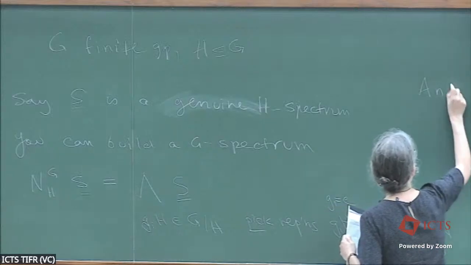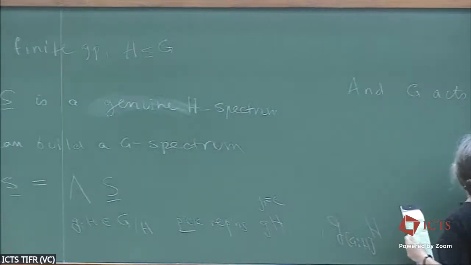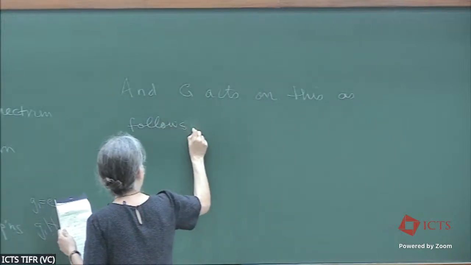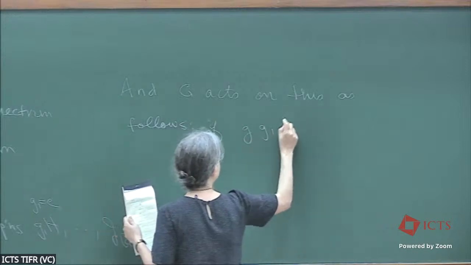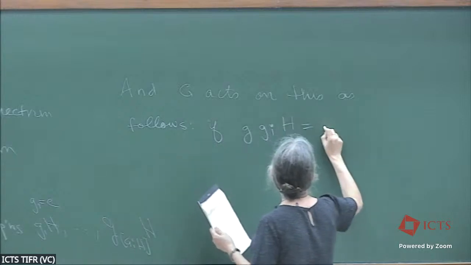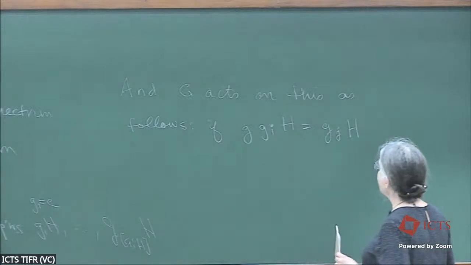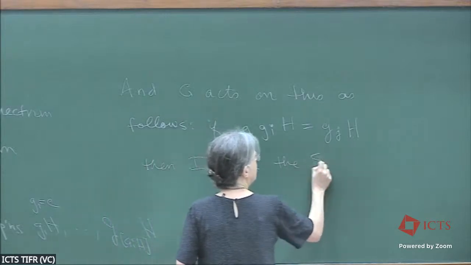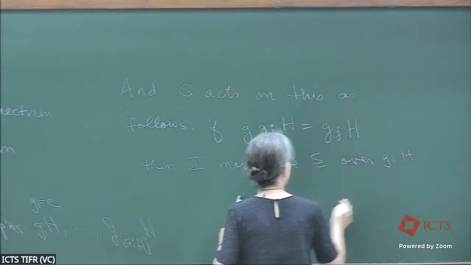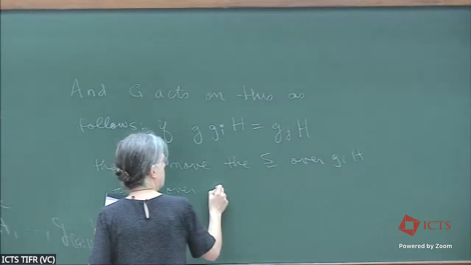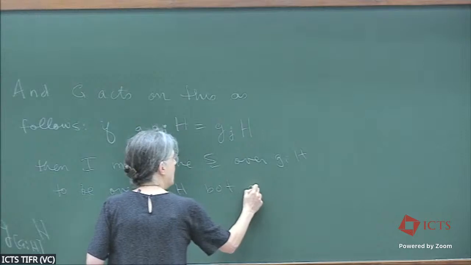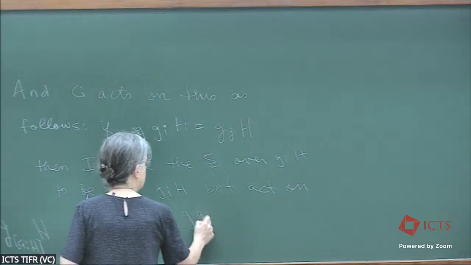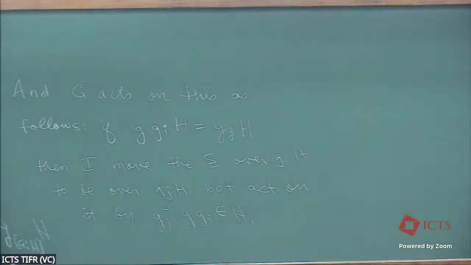And G acts on this as follows. If g_i H is some coset, and the way I chose to call this coset is g_j H, then I move the S over g_i H to the S over g_j H, but act on it by g_j inverse g_i, which is an element of H. Okay, so this is a construction.